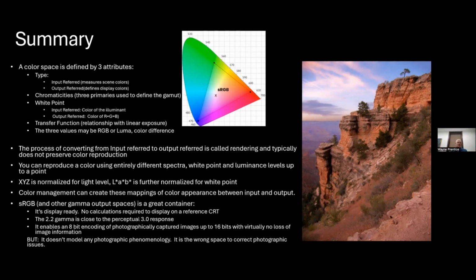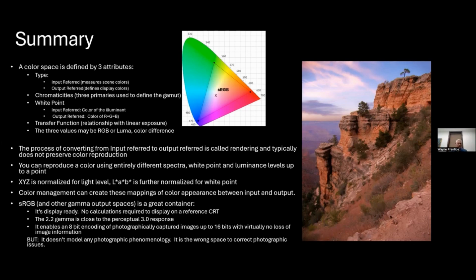XYZ is normalized for light level, and LAB is further normalized for white point. We saw that with the orange patch. Remember, the orange patch could result in the same spectral emittance, yet be perceived as different colors based upon the white point, and XYZ is normalized for light level.